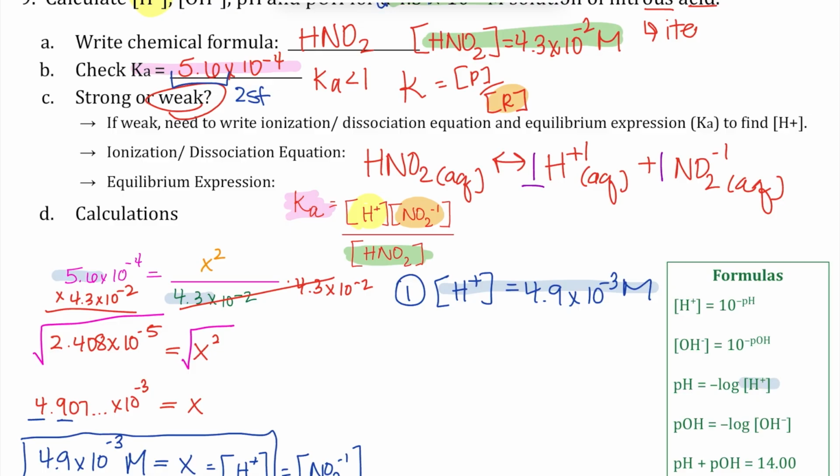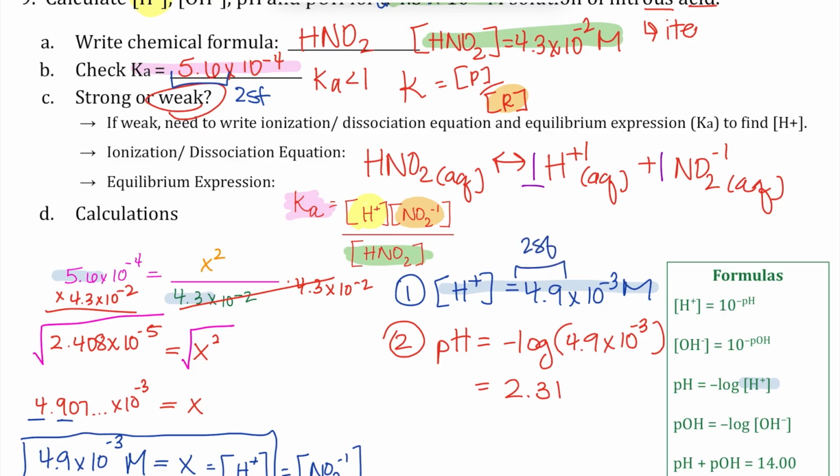find that pH. So pH is going to equal the negative log of that 4.9 times 10 to the negative 3. Plugging that into my calculator, I get, and I'm going to again look at sig figs, 2.31. We've got those 2 sig figs from our 4.9. When we switch to a pH though, remember only digits after the decimal are significant.